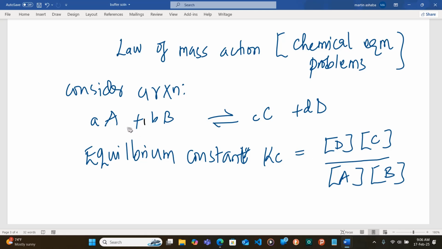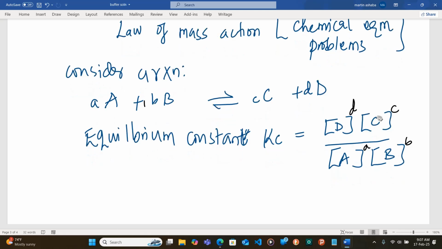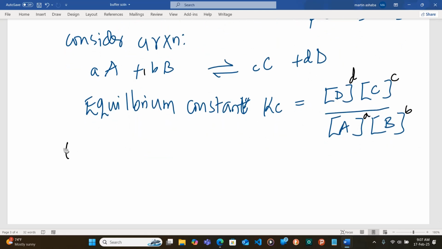So it tells us that once we have Kc in this form, then these concentrations are going to be raised by their respective stoichiometric factors. So for D, I'll have d here, I'll have c here for C, a here for A, and b here for B. So that's what it says. Then let's look at an example.